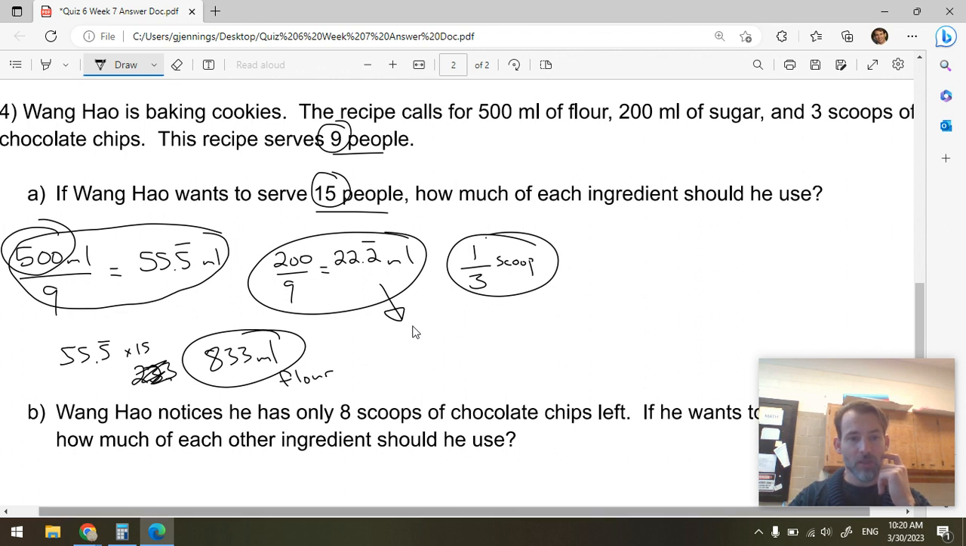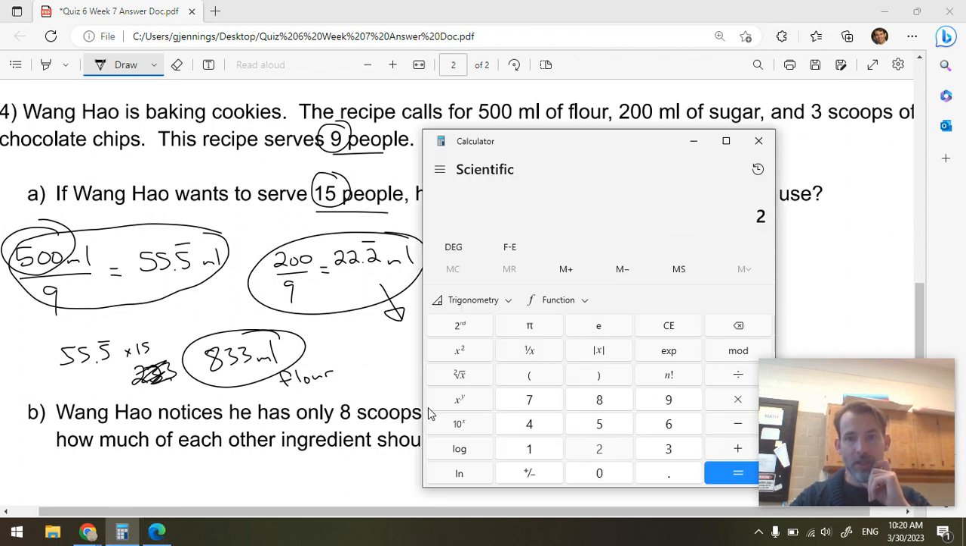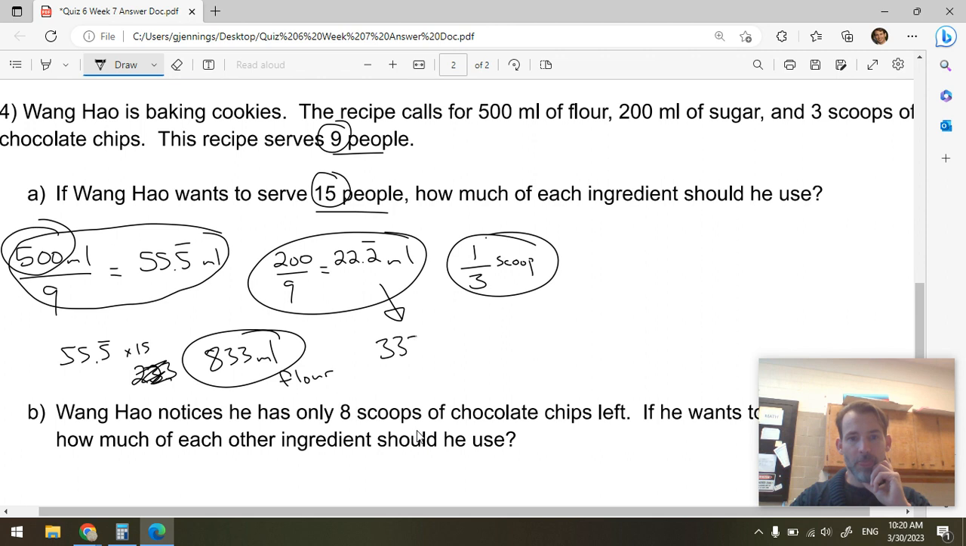And let's do this one. 22.2222222 times 15 gives us 333.3 milliliters sugar. I can round that down. Gosh, I'd probably be using 330. I wouldn't be using 333. 330 and a bit. All right.